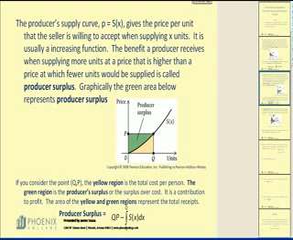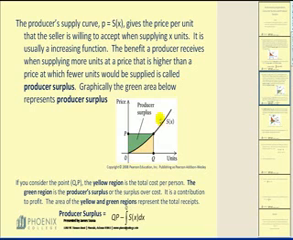Now, the producer surplus curve, P equals S of X, gives the price per unit that the seller is willing to accept when supplying X units. It is usually an increasing function. The benefit a producer receives when supplying more units at a price that is higher than a price at which fewer units will be supplied is called producer surplus. Graphically, the green area below represents the producer surplus.